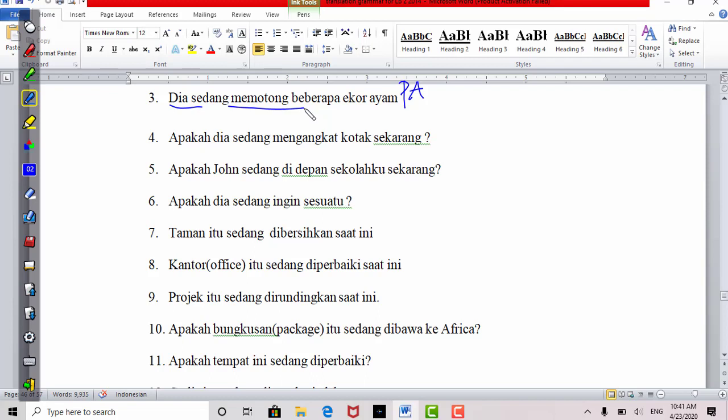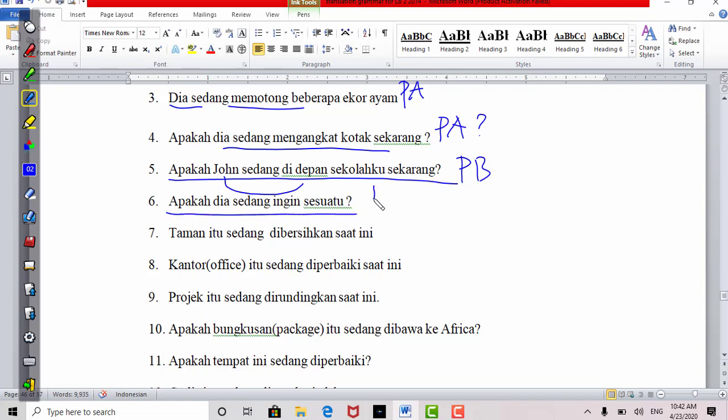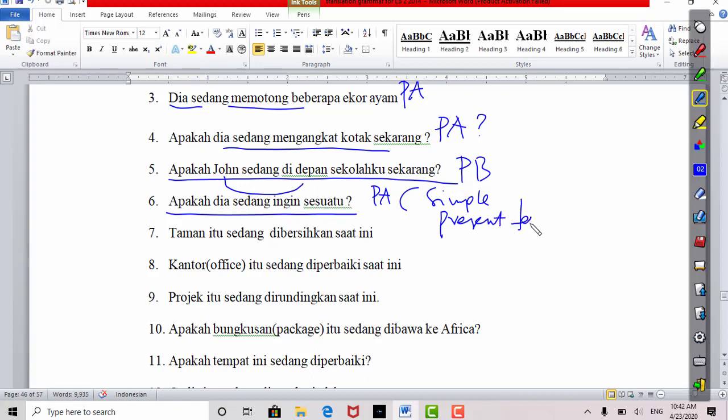Alright. Next, apakah John sedang di depan sekolahku sekarang? What pattern? Pattern B, because this one is connecting subject with place. Next, number 6. Apakah dia sedang ingin sesuatu? This one is actually pattern A, but you make it simple present tense, because with ingin, sedang ingin, we cannot put it as present progressive. Alright. Next, taman itu sedang dibersihkan.